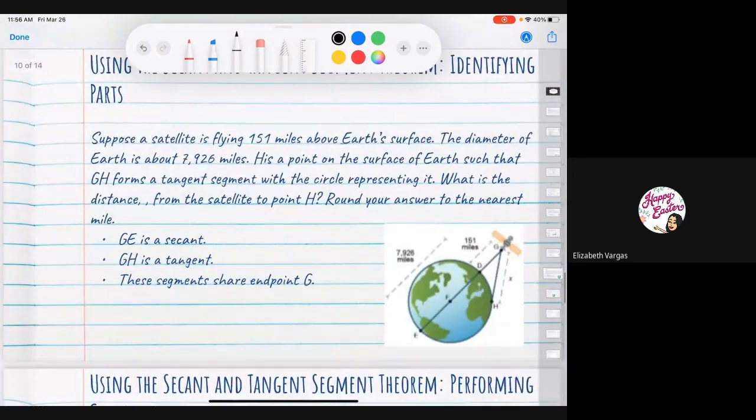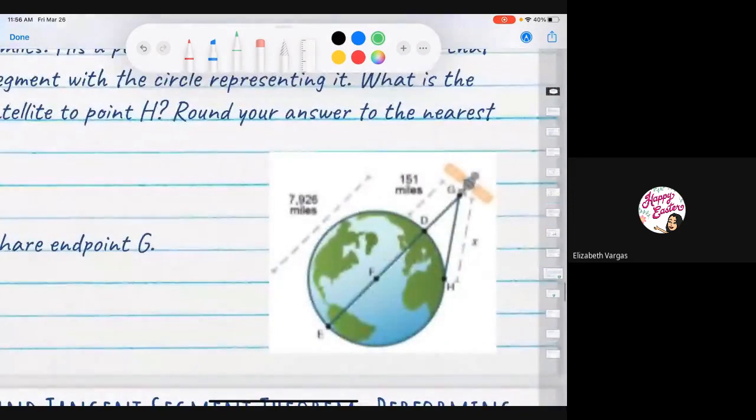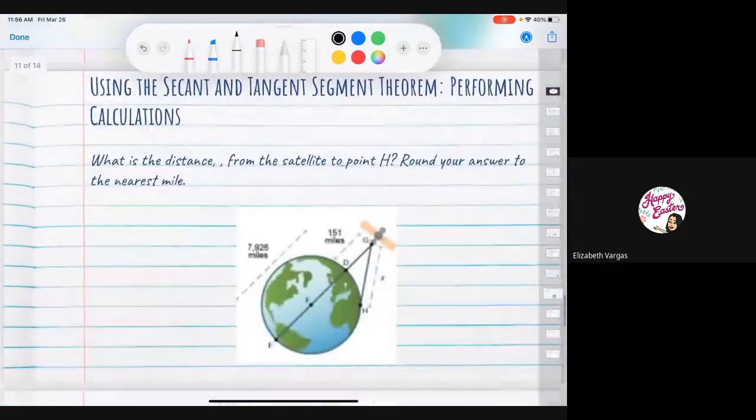Okay, so what is our tangent? Our tangent here is H to G. This is our tangent because it runs on the outside of the circle and it intersects it only at one point. And then we have a secant, which is this one right here, from G to E. And we know that we can use the secant and tangent segment theorem because they share a common endpoint, which is my endpoint G. Okay. So given that information, I should be able to solve for the distance from the satellite to point H. So more specifically, what is the distance of my tangent, right? Because that was my tangent.